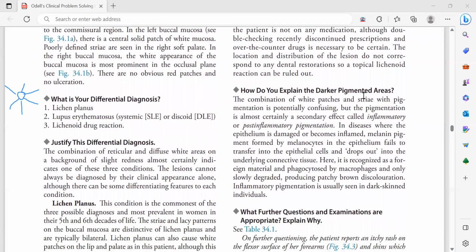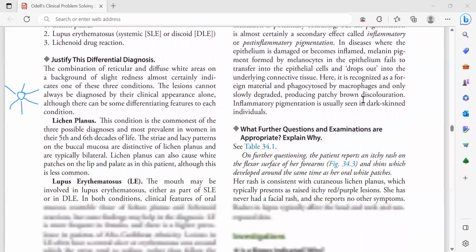How do you explain the darker pigmentation? It is called inflammatory or post-inflammatory pigmentation. The melanocytes, which are the cells present in the epithelium that help in giving the pigmentation, get deposited there and they can cause these dark areas.